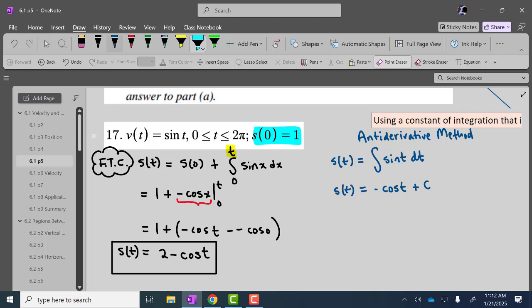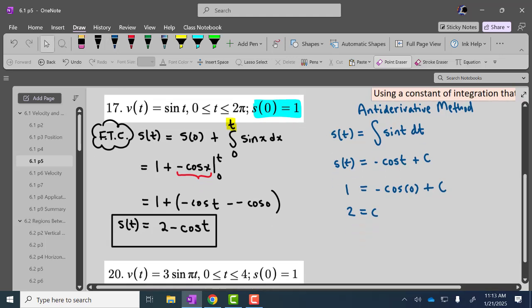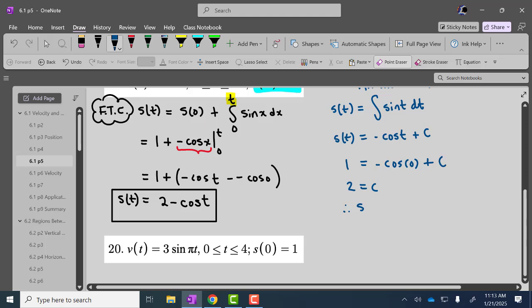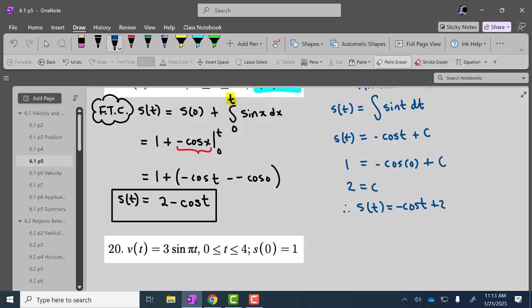So we just plug those in. We say S of 0 is 1. So if you plug in 0 for t, you get 1 for S of t. So if we plug in a 0 over here, we end up with that. Once again, cosine of 0, go to 0 radians. Cosine's first coordinate, cosine of 0 is 1. So we end up with negative 1 on the right. Add it to the left, we get c equals 2. But then we have to go back in and substitute it for the c. And of course, we end up with the same answer.